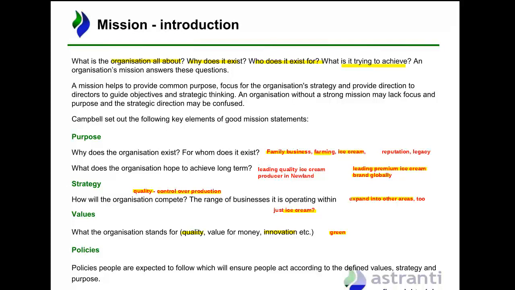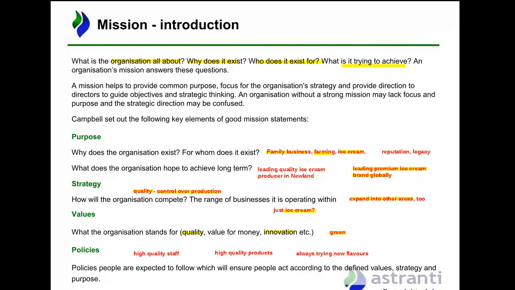Okay, and then we have policies. So policies are the things that people are expected to follow, which ensure people act according to the value, strategy and purpose that we've already been looking at. So what policies could they enforce to make sure that all of these are met?